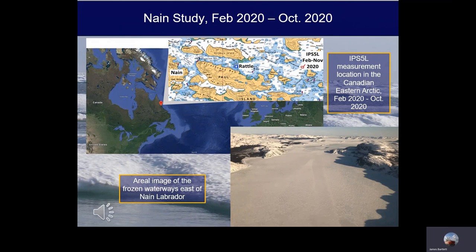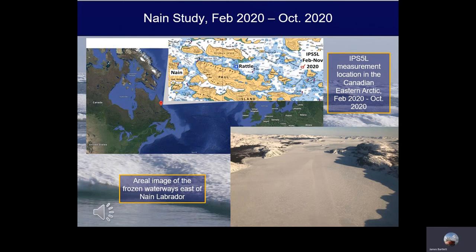In February 2020, ASL collaborated with the Nunatsiavut First Nation government in Labrador to study the ice in the coastal waters about 40 kilometers east of the town of Nain. Traditional hunting and fishing activities are undertaken in this region, but the changing climate has provided a greater urgency to understand the ice conditions in this area and to manage the risks that are associated with it.